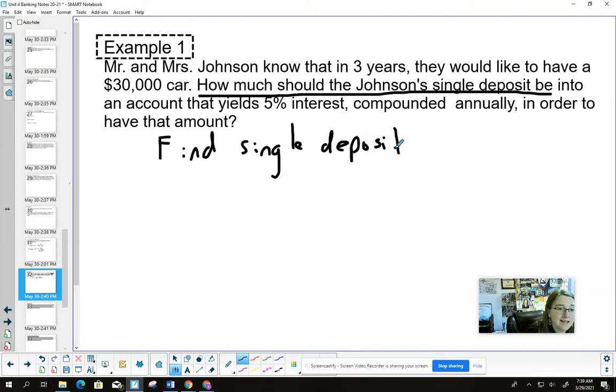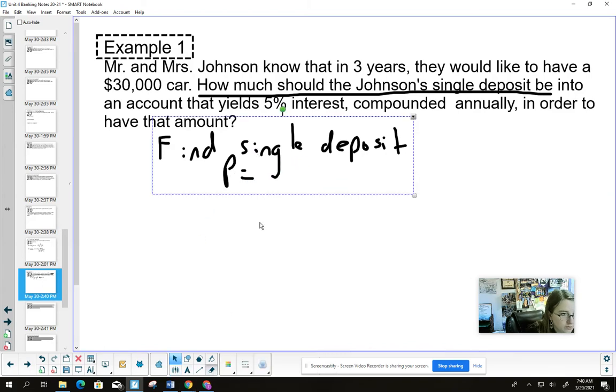We know the ending balance, so we are going to do P equals because we know what B equals. This is B. So with that in mind, I'm going to go ahead and copy over the formula. Let me see if I can move you down. Nope, that's okay.